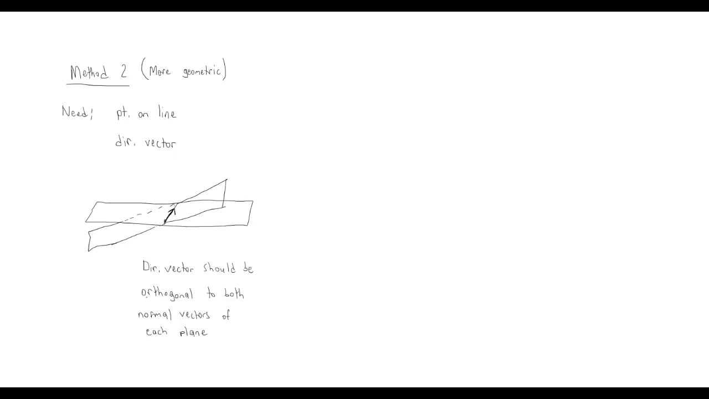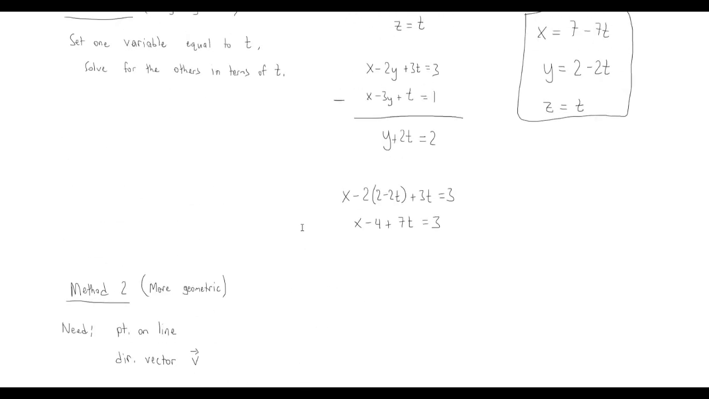And so to get a vector orthogonal to the two normal vectors, we would just need to do the cross product of the two normal vectors, okay? So that's what we're going to do for the direction vector v. We are going to obtain it by getting the cross product of the normal vectors from each plane. Alright, so let's go ahead and do that right now.